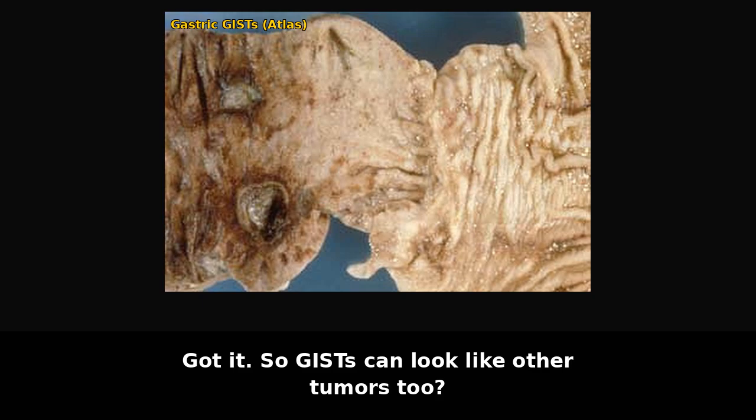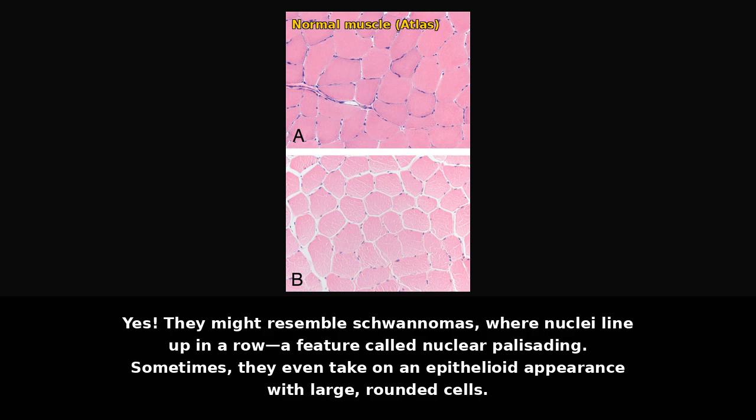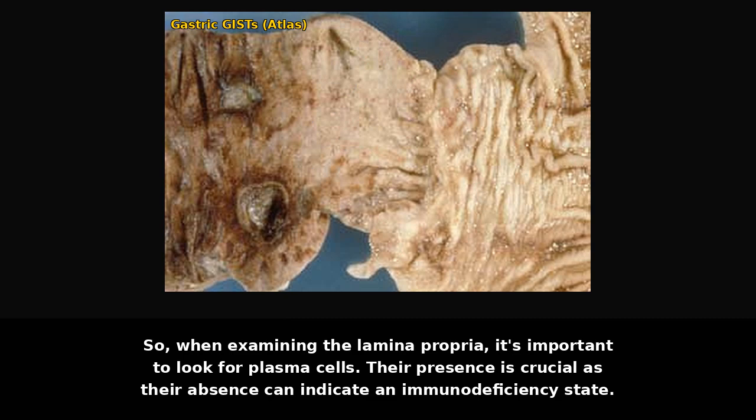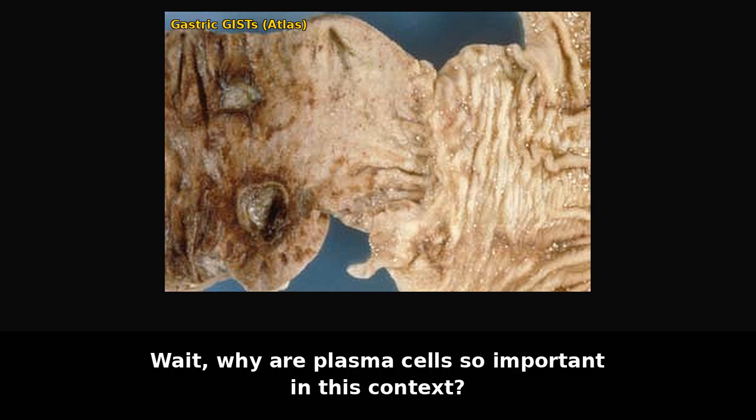So GIST can look like other tumors too? Yes. They might resemble schwannomas, where nuclei line up in a row, a feature called nuclear palisading. Sometimes they even take on an epithelioid appearance with large rounded cells. So when examining the lamina propria, it's important to look for plasma cells. Their presence is crucial as their absence can indicate an immunodeficiency state.